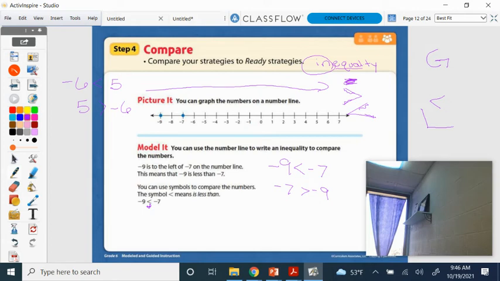Okay. 9 is greater than -9. Now, let's flip it. Which way did it go? Right. Okay.